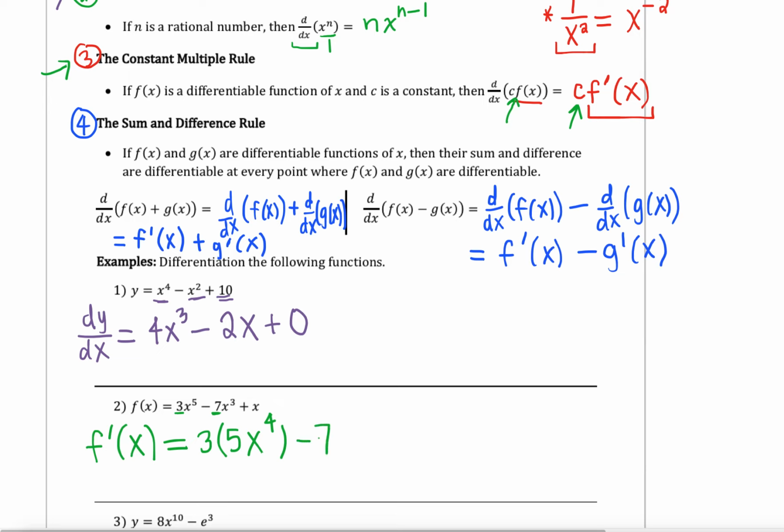Likewise, in the next term, the negative 7 there is a coefficient. It's going to go along for the ride. Using the power rule on x cubed, we're going to bring down the exponent of 3, and then we're going to get x to now the 3 minus first power, which would give us x squared.